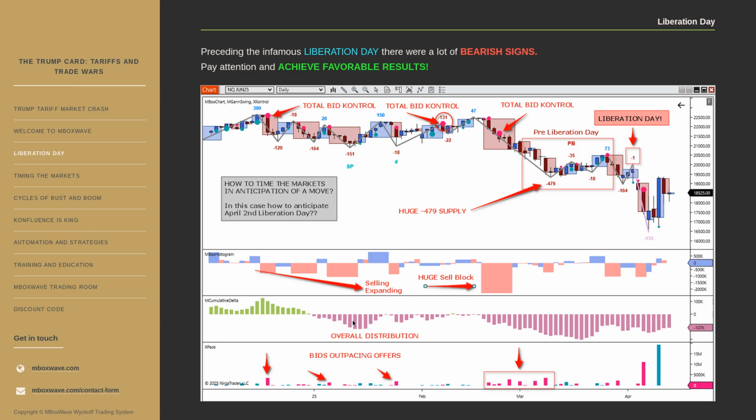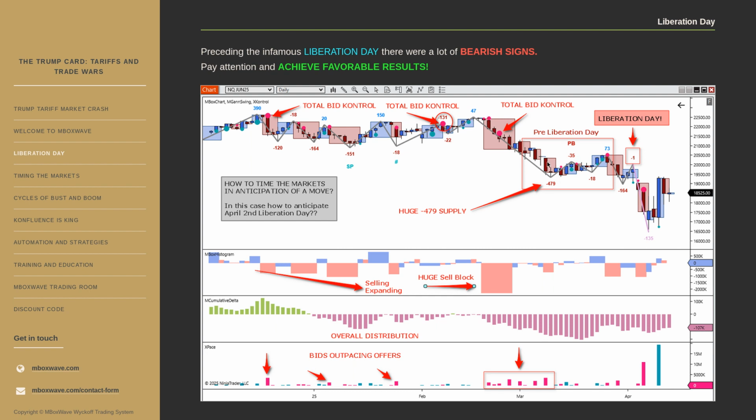We see that the Q and delta shows overall distribution, right? And the X pace, we see bids outpacing the offers, where I have arrows pointed. So let's get to the Liberation Day and what could have been done here, and I'll share what I did here personally. This was the pre-Liberation Day.